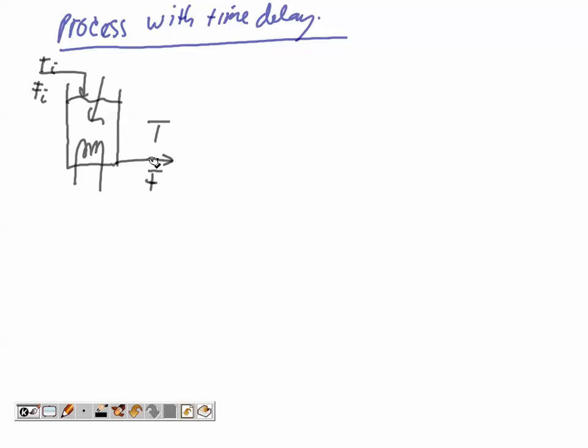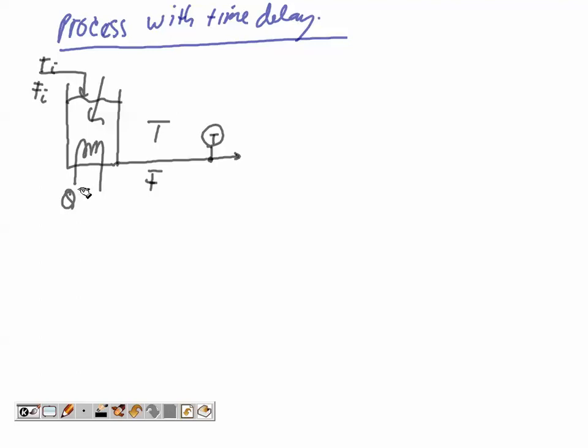And then we sense the T output. Maybe we sense the T here. So this is the T measurement or T indicator.